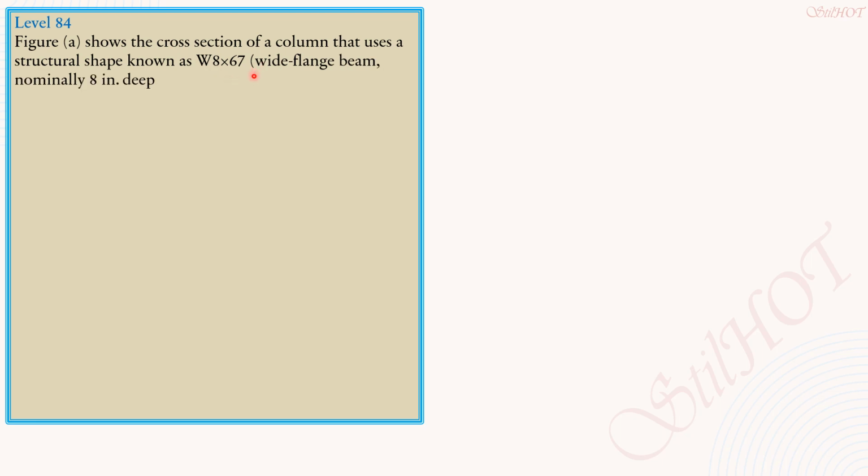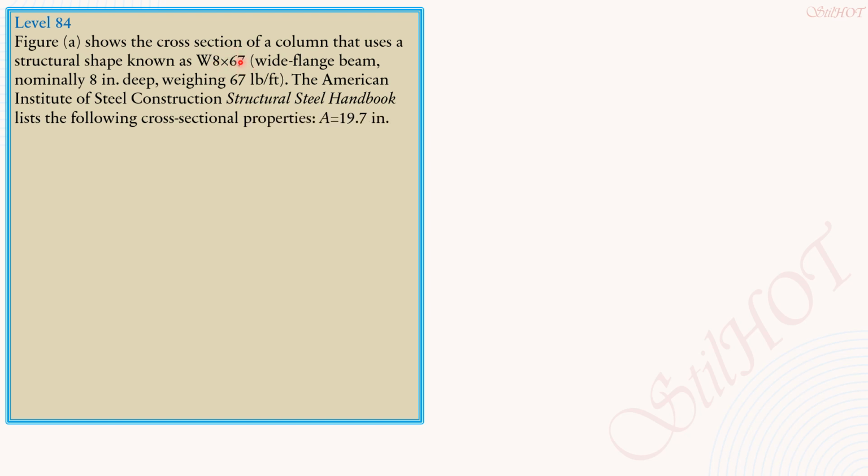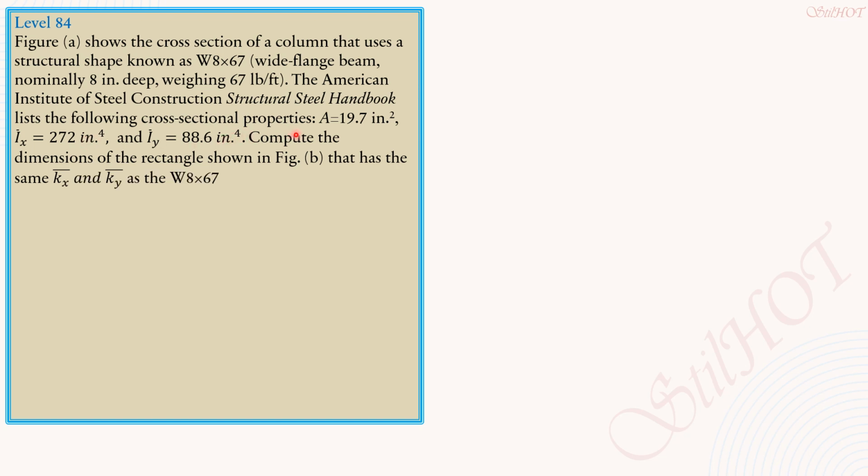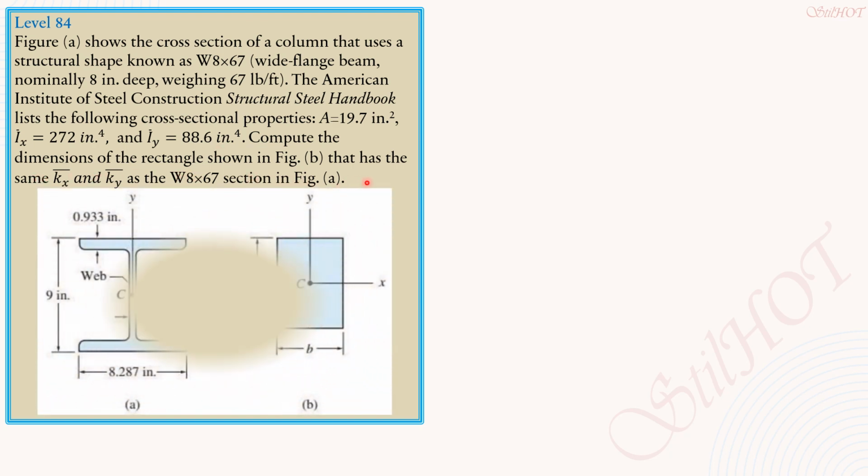Level 84, Figure A, shows the cross-section of a column that uses a structural shape known as W8 by 67, which is a wide flange beam nominally 8 inches deep, weighing 67 pounds per foot. So that's the meaning of this. This is the nominal depth, and this is the weight of the wide flange section in pounds per foot. The AISC Structural Steel Handbook lists the following cross-sectional properties. Area 19.7 square inches. Moment of inertia with respect to the centroidal x-axis 272 inches to the fourth. Moment of inertia with respect to the centroidal y-axis 88.6 inches to the fourth. Compute the dimensions of the rectangle shown in figure B that has the same radius of gyration, centroidal radius of gyration with respect to x and with respect to y as the W8 by 67 section in figure A.